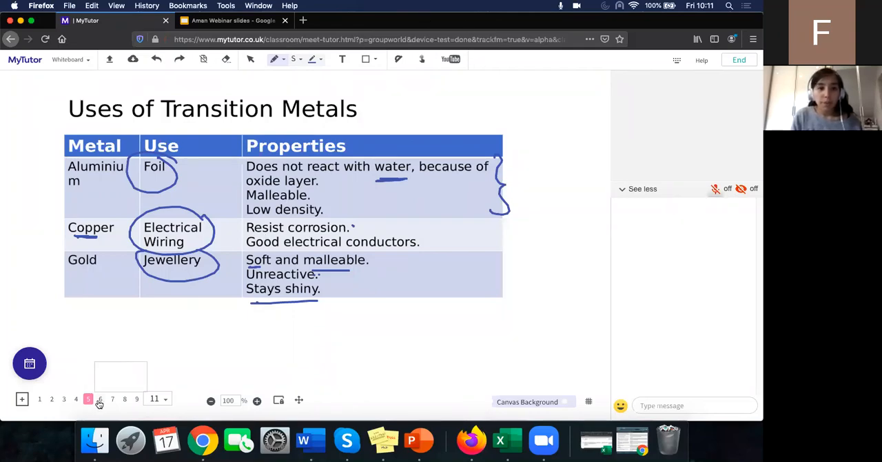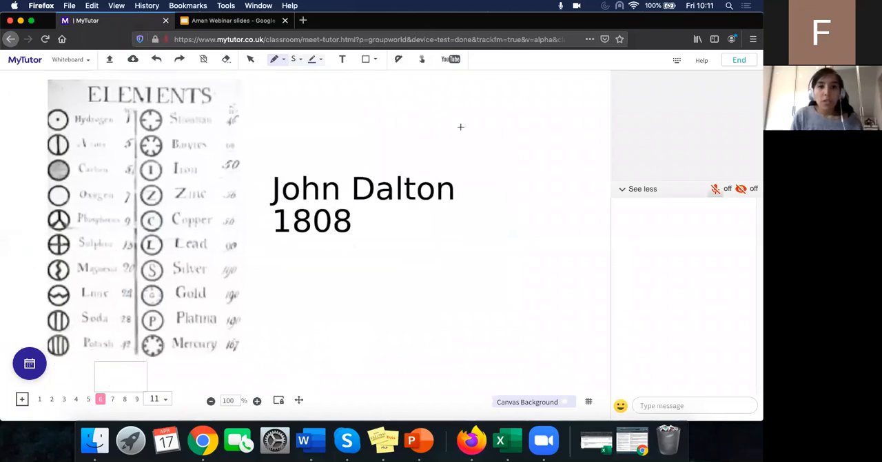No? Okay. All right, so we'll start off with the history of the periodic table. Someone's asking me about equations. We will do some questions at the end, which will have equations in them. Okay, let's look at the history of the periodic table.